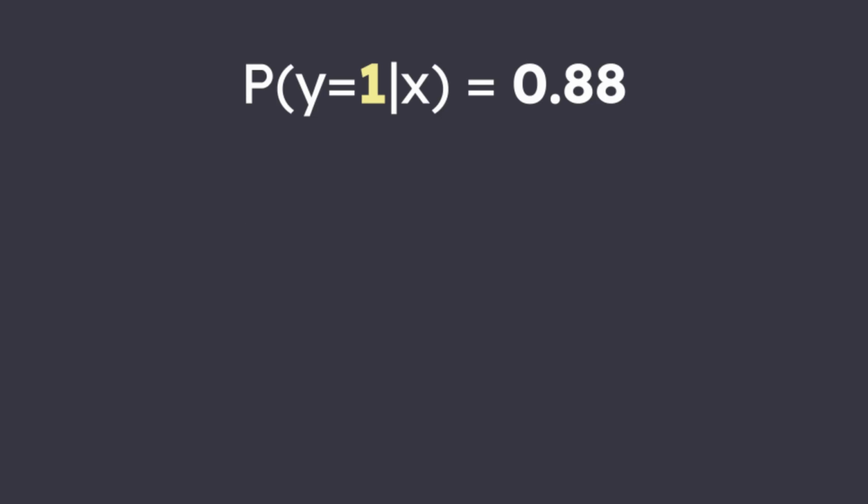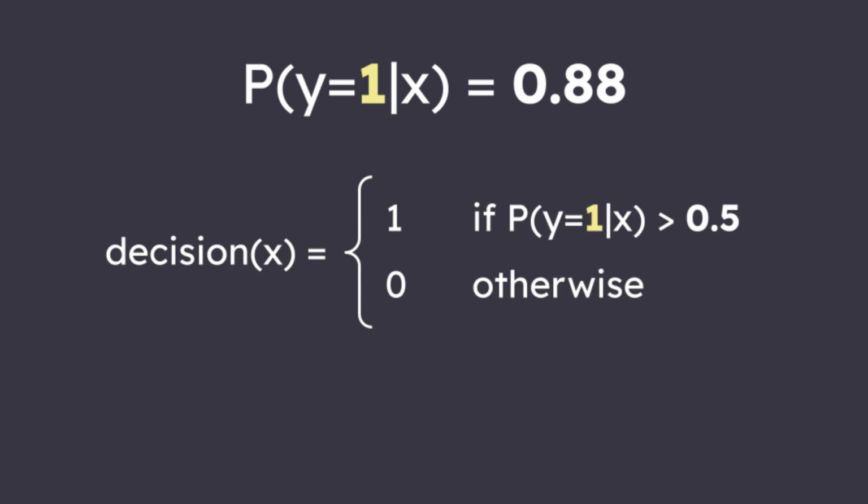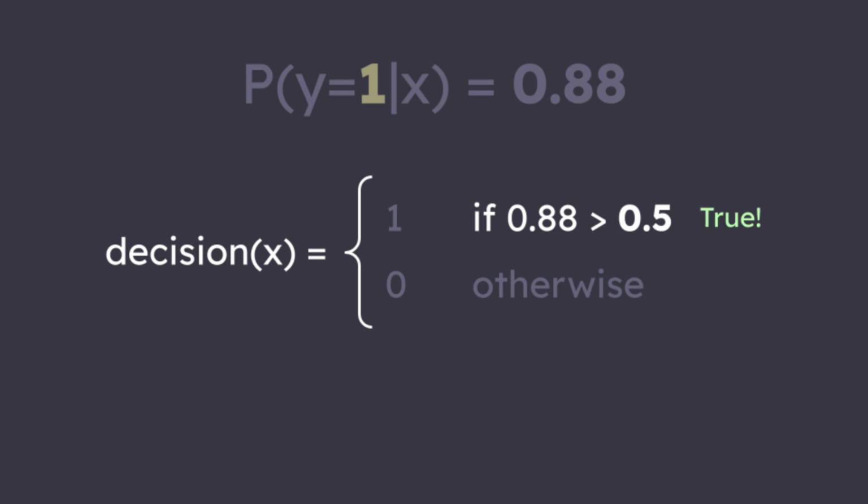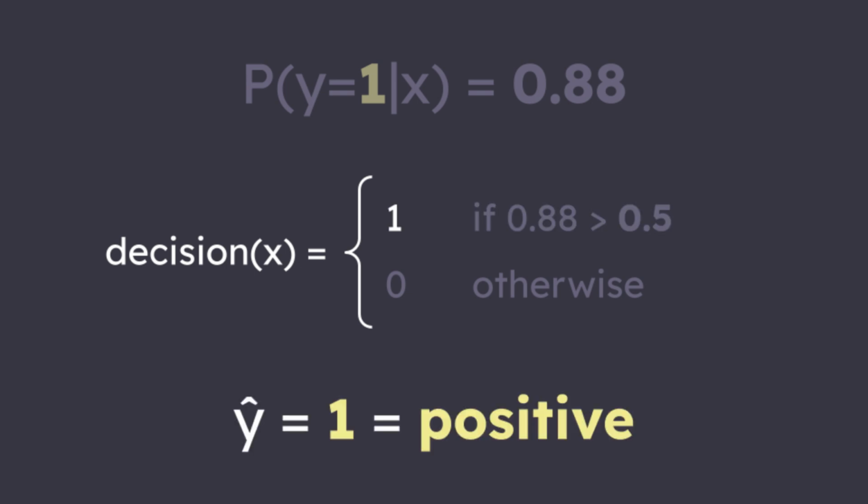Now that we have the probability of the class being 1 given the input X, we can use our decision boundary to determine what class to assign the text. Since the probability of Y being 1 given X is 0.88, we can check the conditional. 0.88 is greater than 0.5, so we will assign a class of 1, which is positive sentiment.